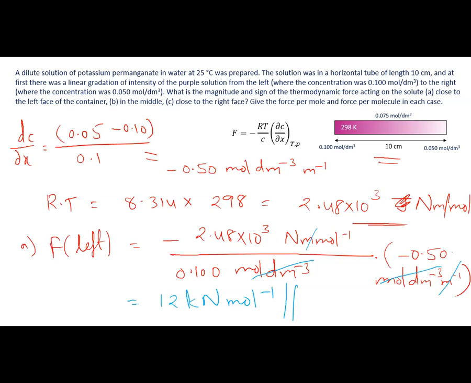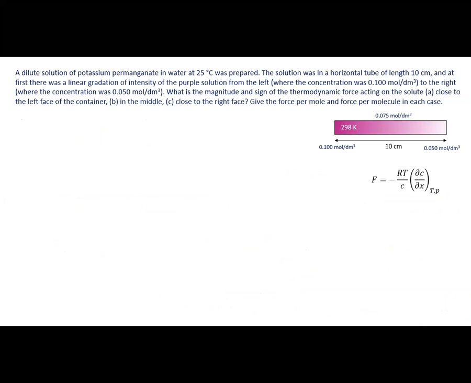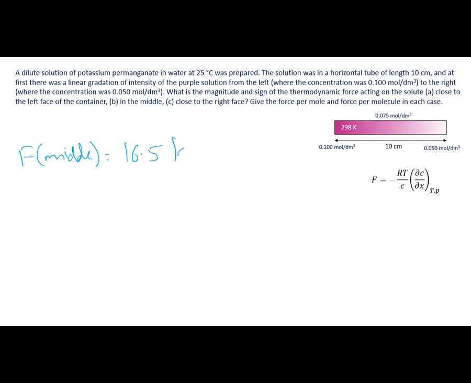In that case, it's going to become 2.0 times 10 power negative 20 newtons per molecule. So this is at the left face. We also need to calculate the force at the right face and the middle. So the force at the middle position of the container is going to be 16.5 kilonewton per mole.